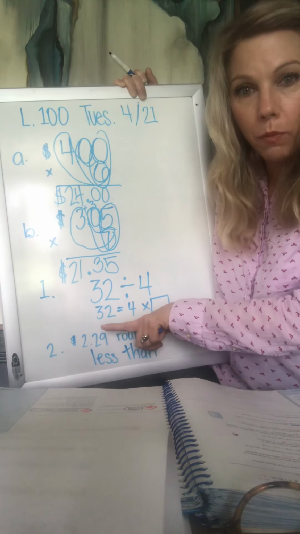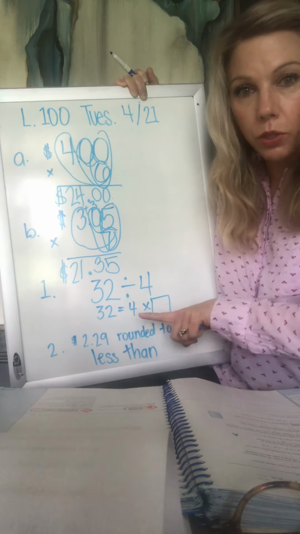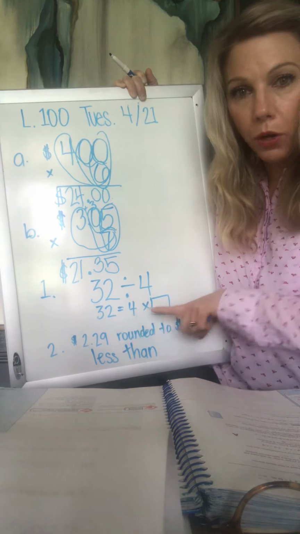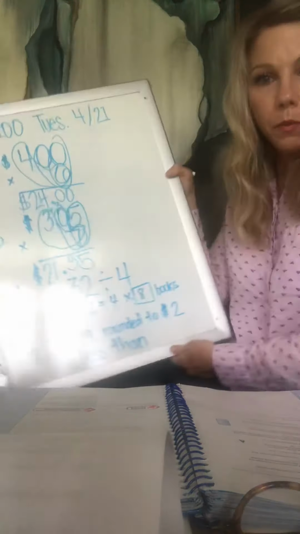I wrote this problem as 32 equals 4 times what? Because as we're learning our division, I've used the reverse with the multiplication to help remind you how to do division. So 32 divided by 4, or 4 times what equals 32? The answer is 8. So you're going to put 8 books in each stack as your answer. Don't forget your tag words when it comes to division word problems, okay?